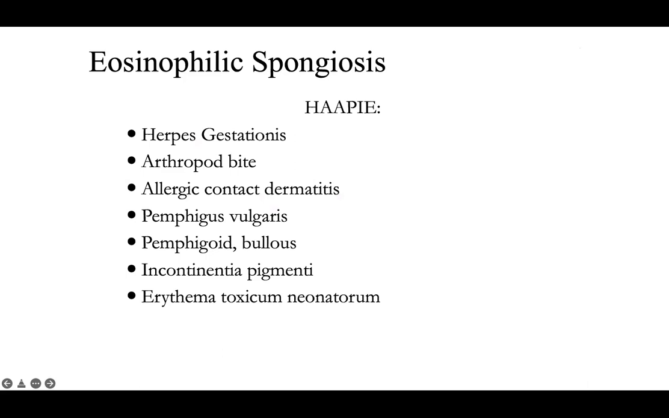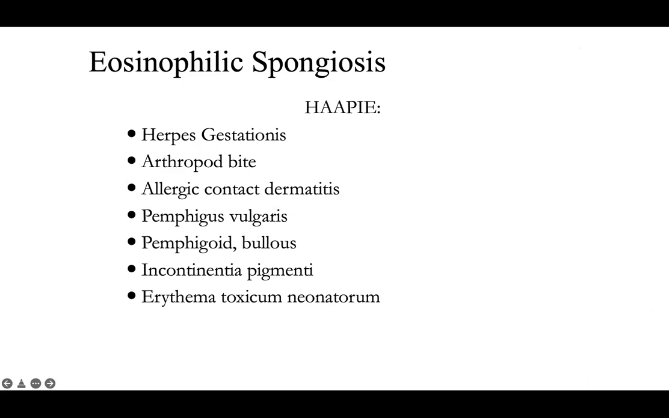There's a mnemonic in Dr. Elston's textbook called HAPPY for eosinophilic spongiosis, which stands for herpes gestationis or pemphigoid gestationis, and arthropod bite. If for whatever reason arthropod bites or insect bites result in a very dense wedge-shaped eosinophilic reaction, you can have focal epidermal necrosis at the site of the bite, but you won't always see that in the plane of section. Then allergic contact dermatitis, as we mentioned, pemphigus vulgaris, bullous pemphigoid, and incontinentia pigmenti.